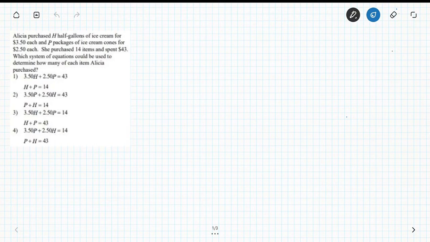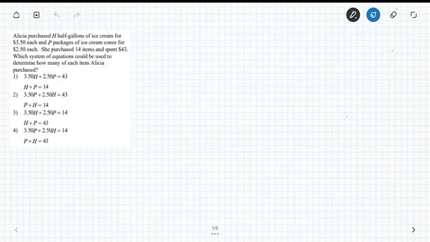Now, when you're dealing with linear systems of equations, you have basically two unknowns, right? You want to find the quantity or the price of two things, right? Now, that's going to be in the context of, for example, this problem right here. Alicia purchased H half gallons of ice cream for $3.50. So notice how she knows the price, but she doesn't know the number of half gallons of ice cream. And P packages of ice cream cones for $2.50. Similarly, we have an unknown number of packages of ice cream cones for $2.50.